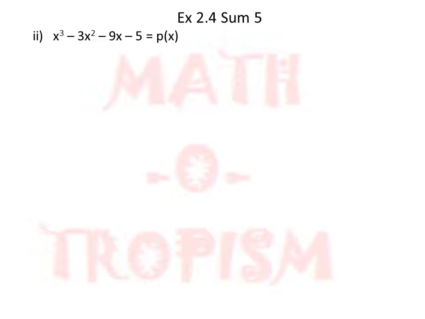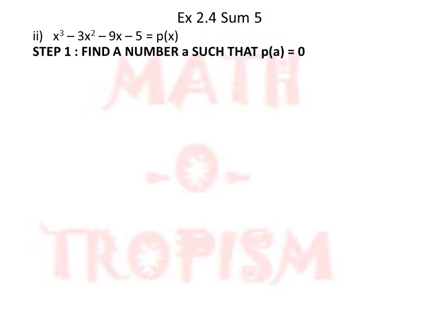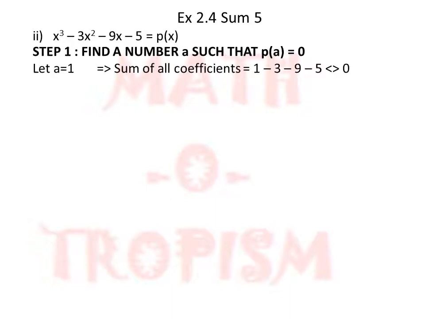The next sum is x cube minus 3x square minus 9x minus 5, which we will consider as p of x. So I need to find p of a such that it is equal to 0. When I first assume 1, I see that the sum of all coefficients 1 minus 3 minus 9 minus 5 is not equal to 0. So it means my x minus 1 is not a factor.